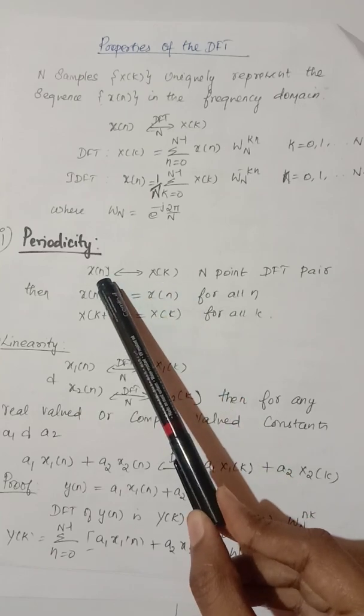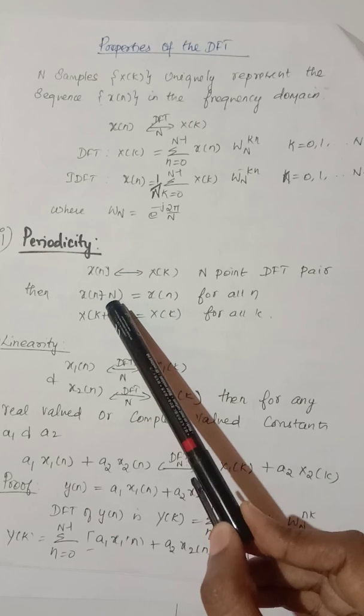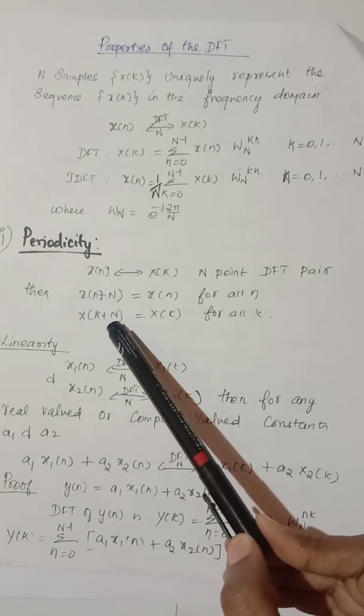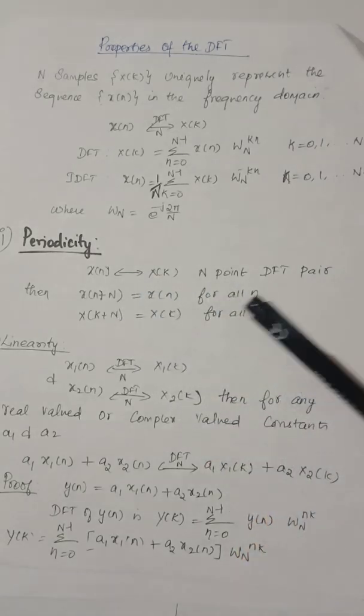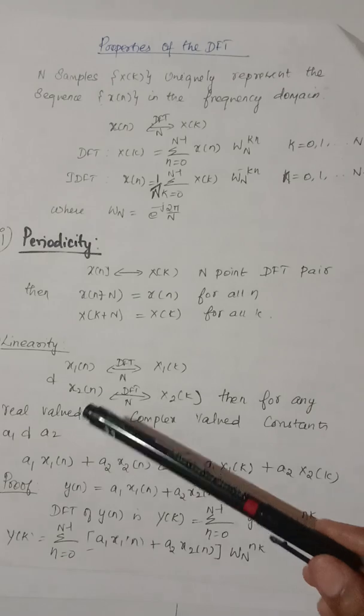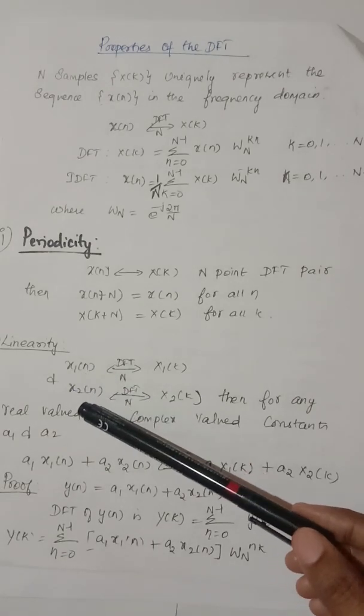If x of n has a periodicity with a period n, then x of k will also have a periodicity with a period n. So this is the periodicity property. Next we will see the linearity property. In the linearity property, we will consider two input sequences x1 of n and x2 of n.